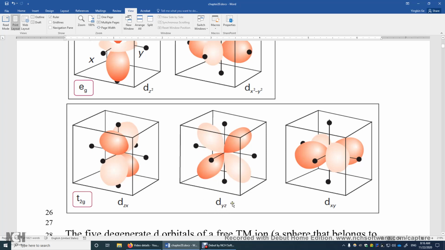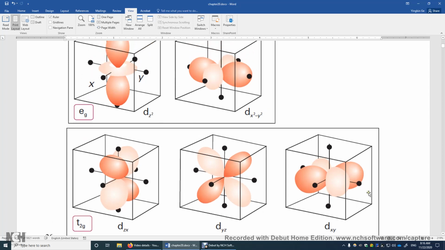You can tell there are two planar nodal surfaces in this orbital. When y is 0, you have a nodal surface. When z is 0, you have another nodal surface. Both are planar nodal surfaces. And then dxy. So dxy lies in the xy plane, and again, you have four lobes. These four lobes are between the x-axis and y-axis. So I want you to pay attention to the difference between this dxy and dx squared minus y squared.